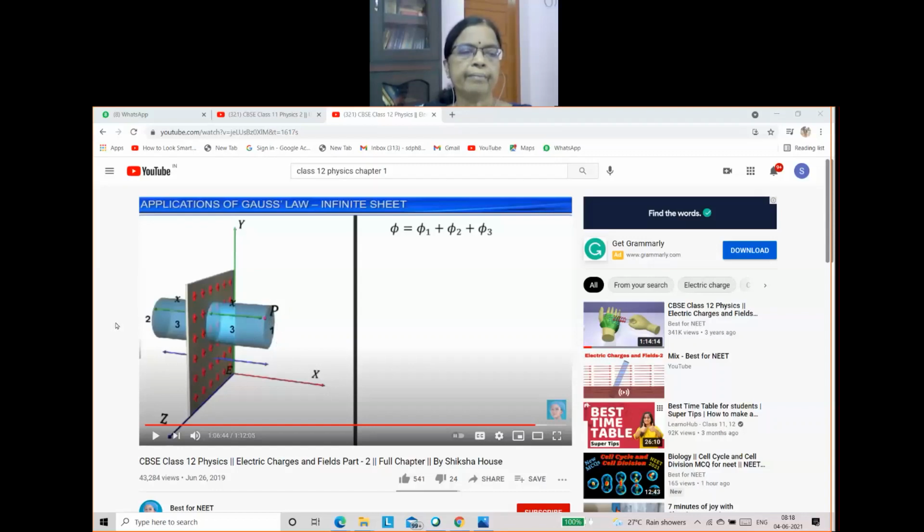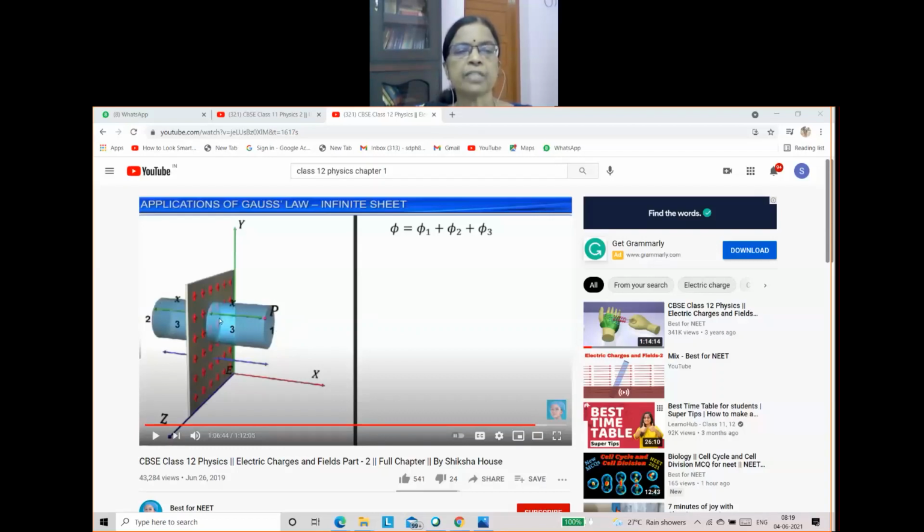Similarly, for this surface also we get E into dA. So 2 into the integral of E dA, where the smaller area is this one and the whole area will be A, gives E into A. So we have flux 1 and flux 2.